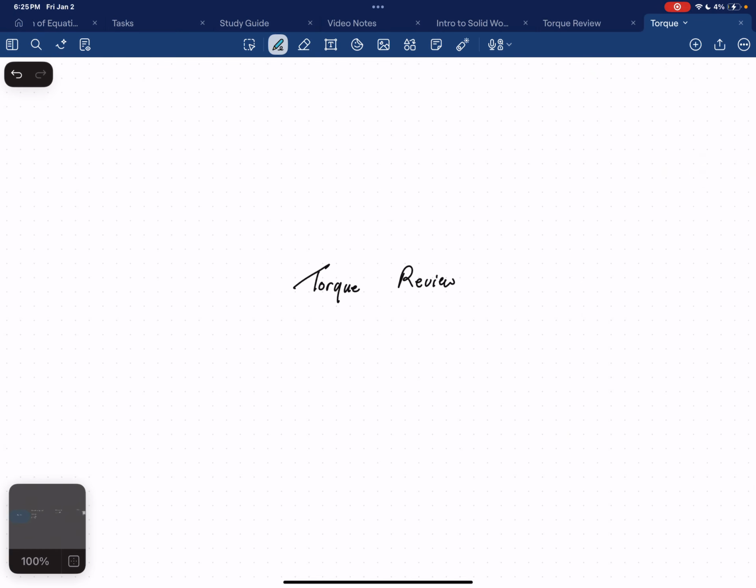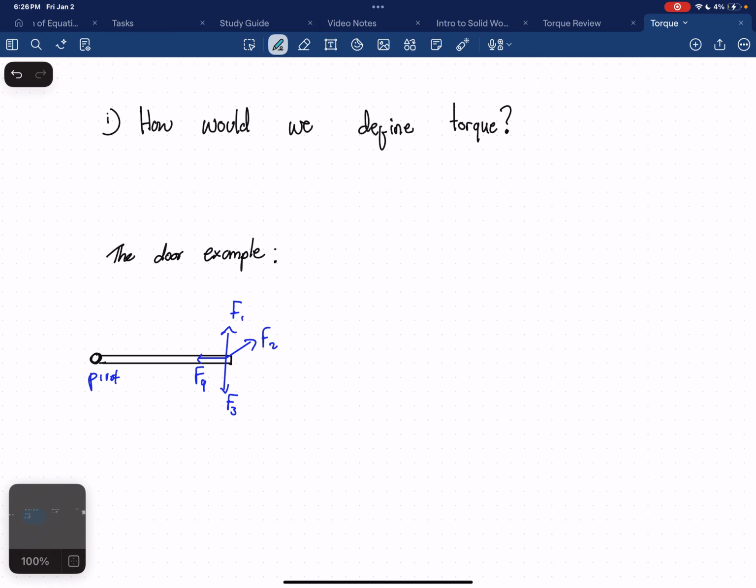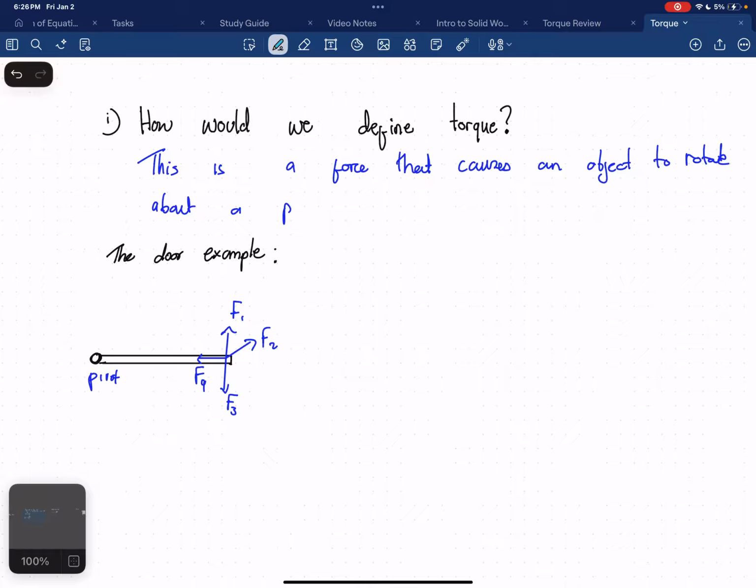Torque review. Let's begin. So how do we define torque? Well, this is a force that causes an object to rotate about a pivot. All right, so two important things here. You got a pivot and you got an object rotating.